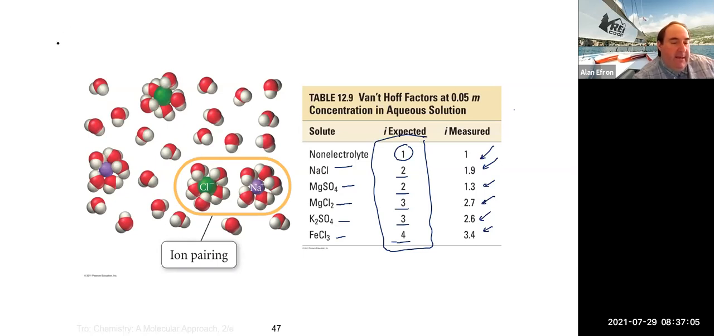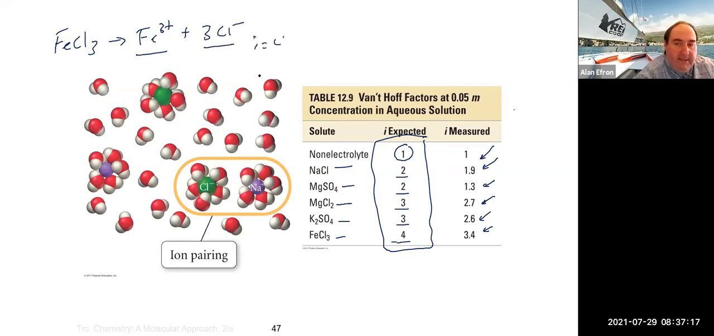So like it shows there, if you had iron 3 chloride, that means you have an iron 3 that goes in there and 3 chlorides. So 3 and 1 gives an i equal to 4 in this case, and you'd be safe for your calculations. Any questions on that?